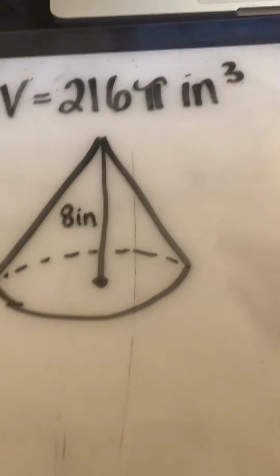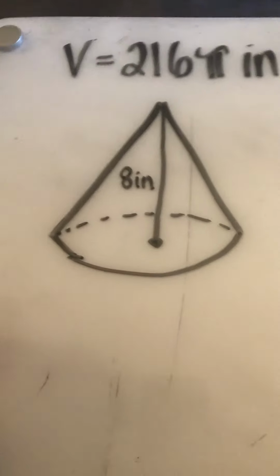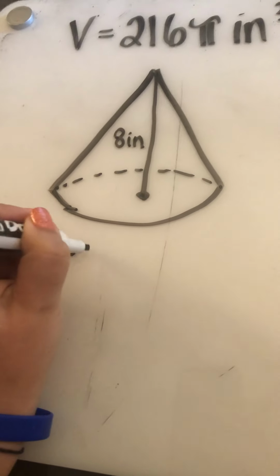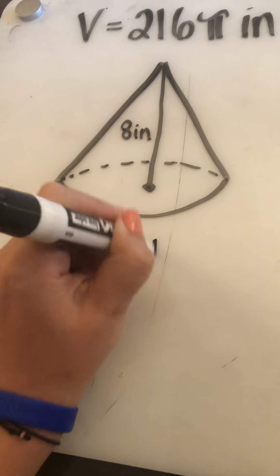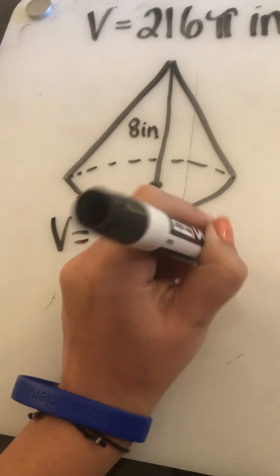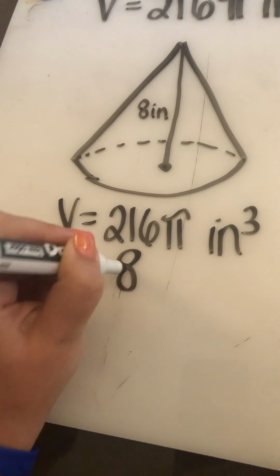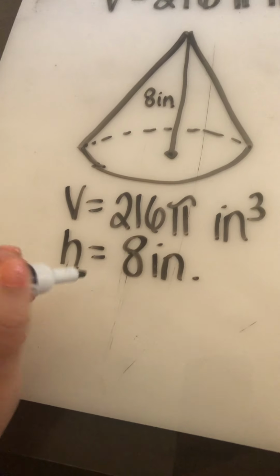So step 1, we're going to start off the same way we always do and list our information. So we have our volume is in terms of pi, so that's 216 pi. We have our height, which is 8 inches. And we are looking for our radius.